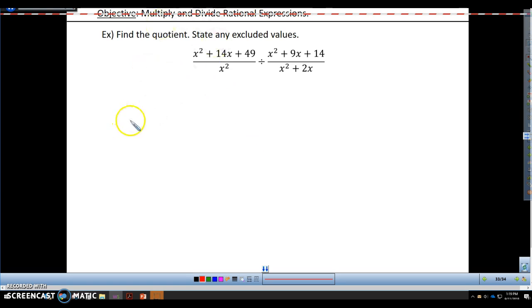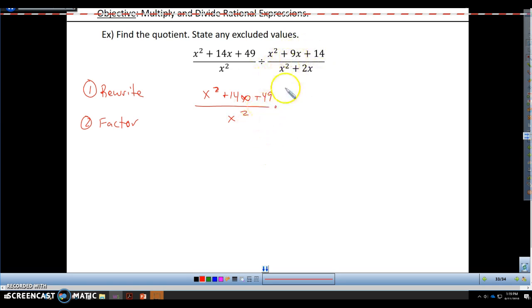So here's example 2, and the first thing that we will do for this problem again is to rewrite this problem. So I have x squared plus 14x plus 49 over x squared. Some people like to go ahead and just right away when they're rewriting this, they'll start to factor. So you can do that if you want. So I'll put step 1, rewrite. Step 2, factor.